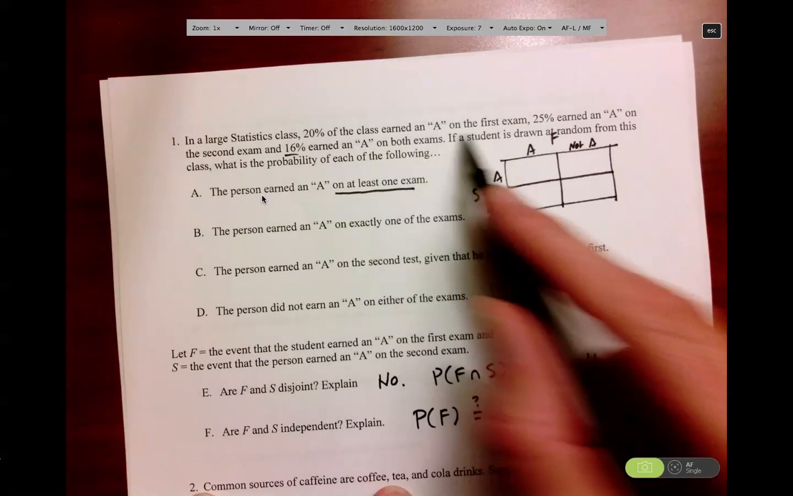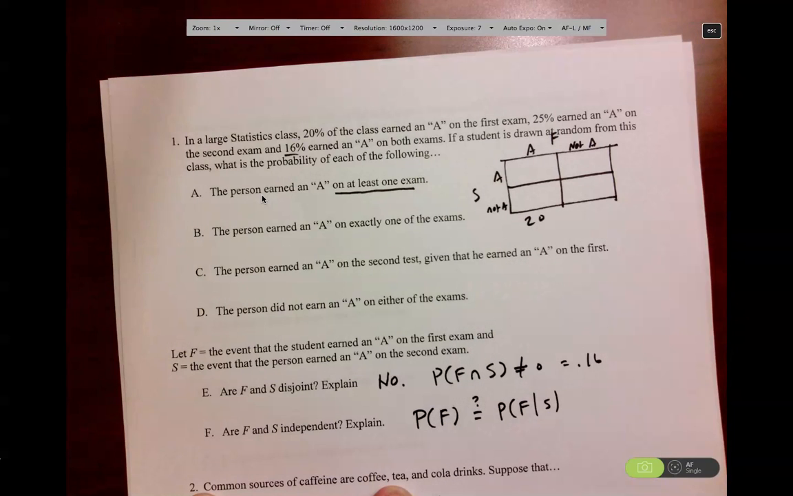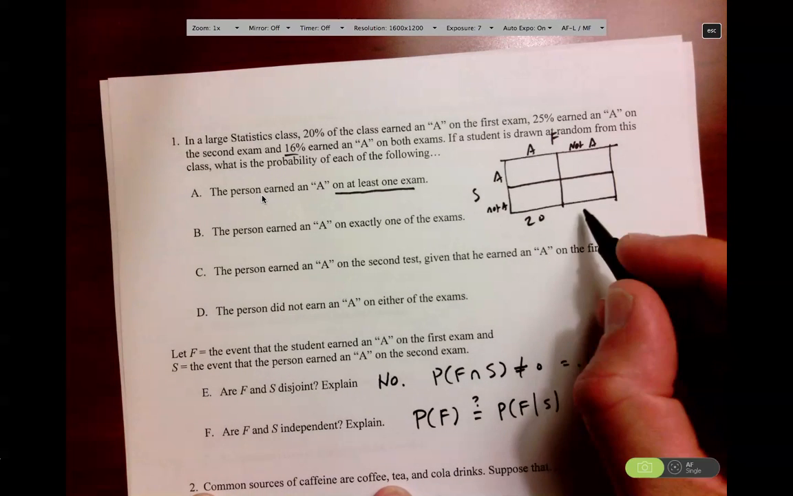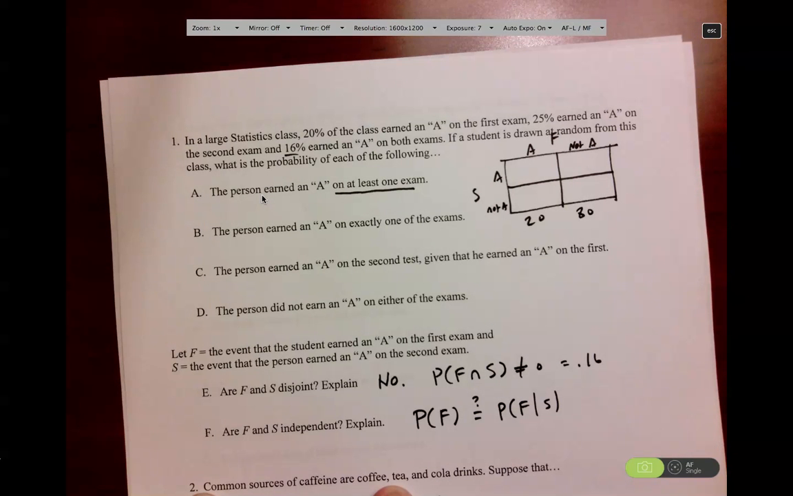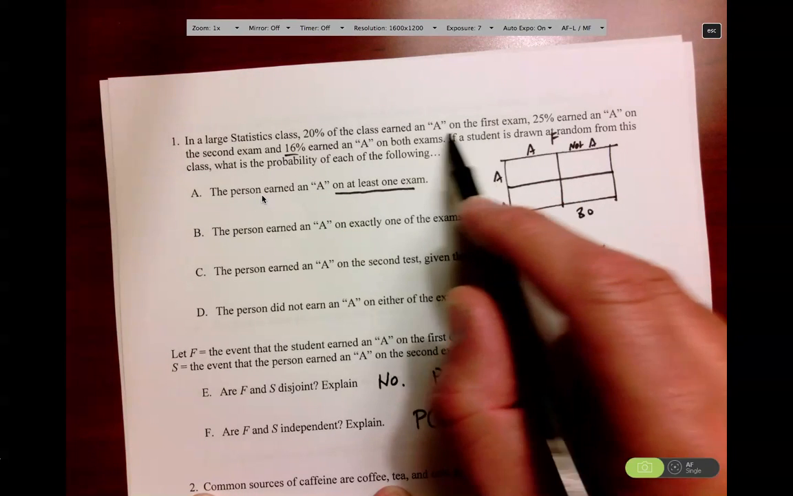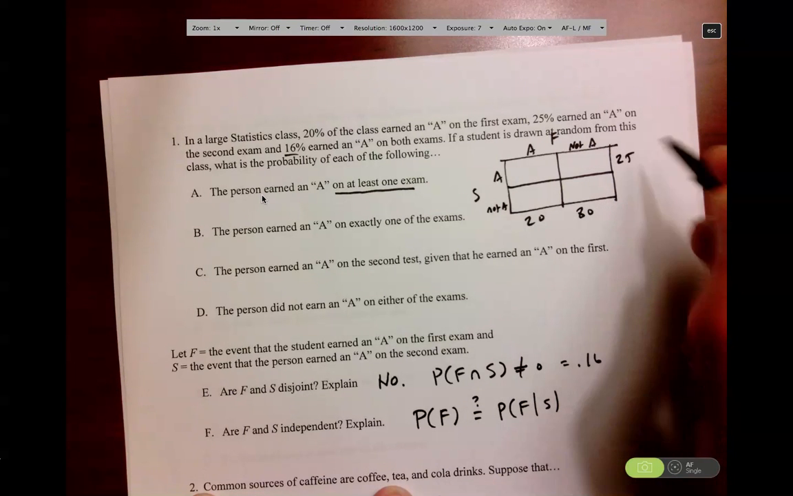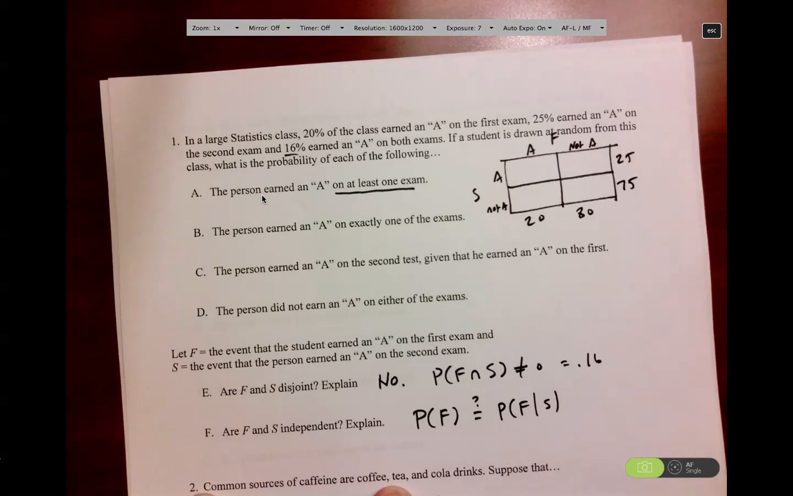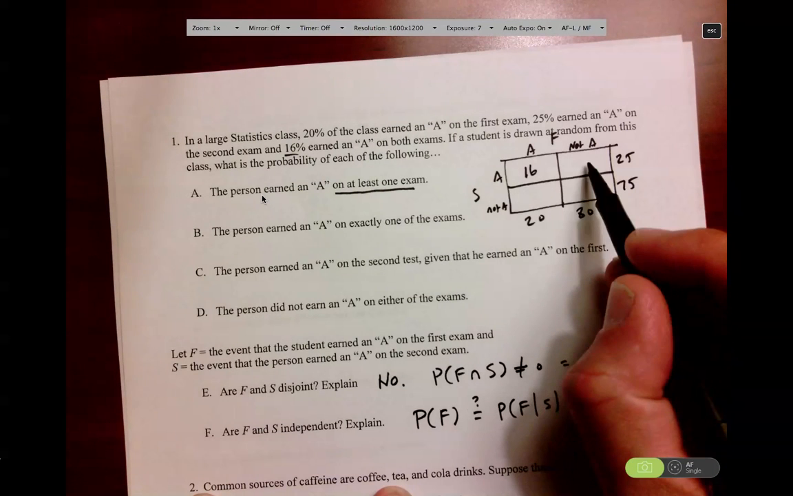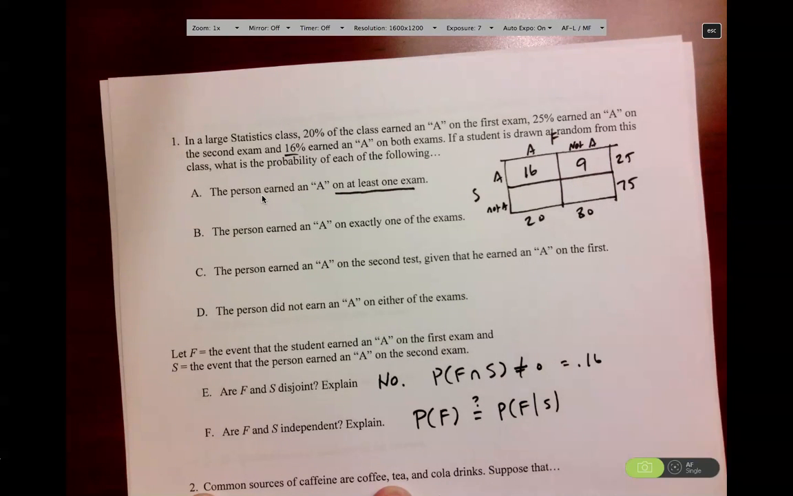20% of the class got an A on the first exam, so there's going to be 20 kids here, which means that 80% of the kids did not get A's on the first exam. Then 25% got an A on the second exam, so this is going to be 25 over here, which means that 75 are here. Then it also says that 16% got an A on both exams. So let's put 16 here, which means that on the first exam, if 16 of them got A's, the rest of them, 4, did not get A's.